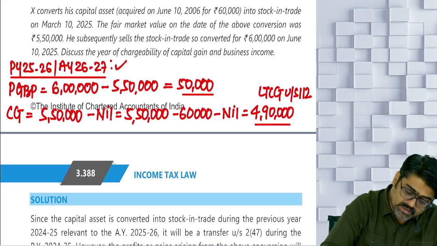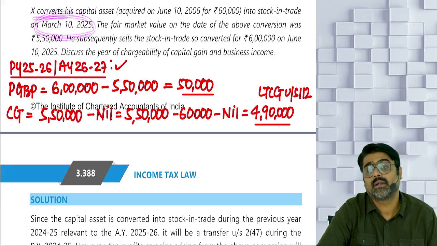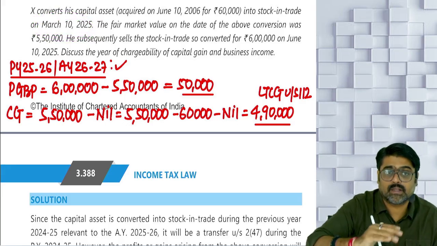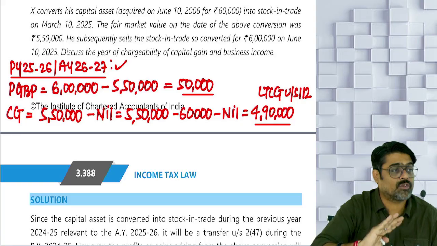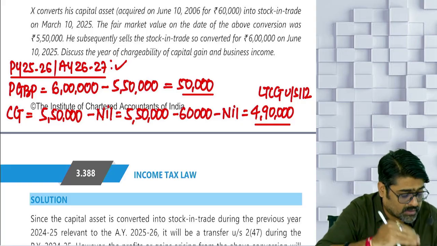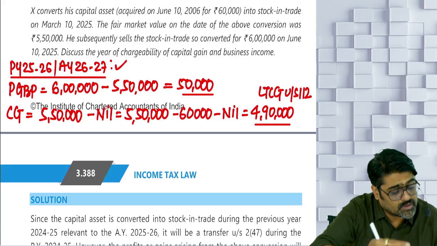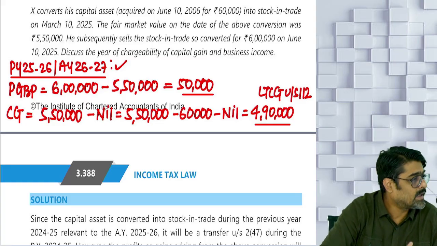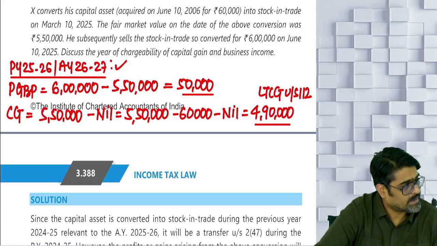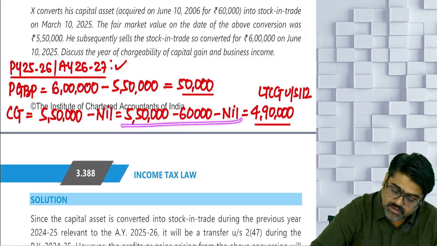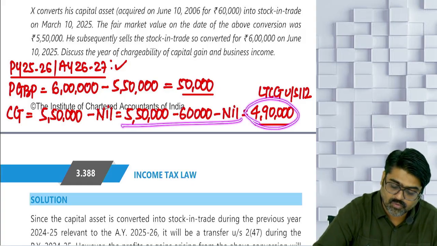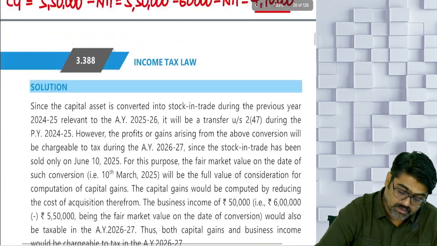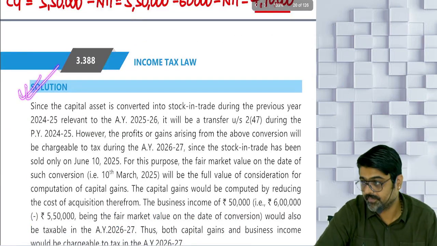Why you did not take indexation? Because sir, the conversion is taking place on 10th March 2025, meaning on or after 23rd July 2024. Transfer is on or after 23rd July 2024. Hence, indexation is not taken. Getting my point? And the capital gain is calculated without indexation. That will be 4,90,000.